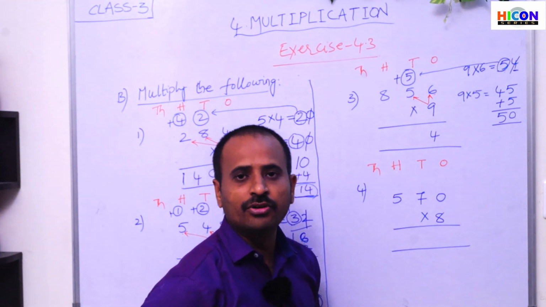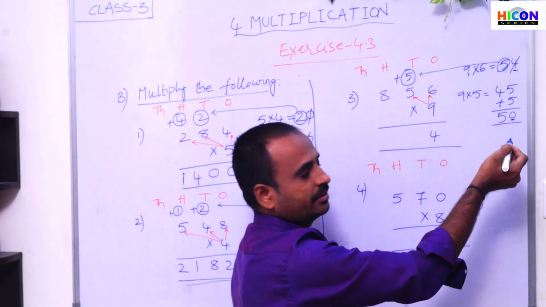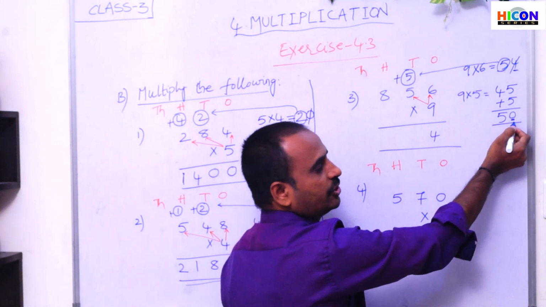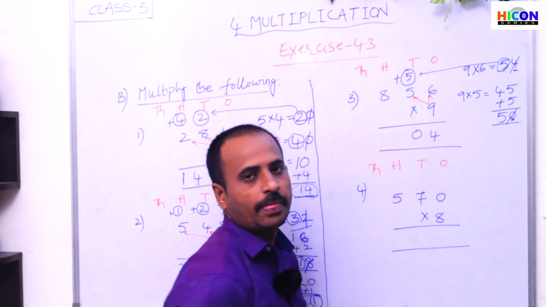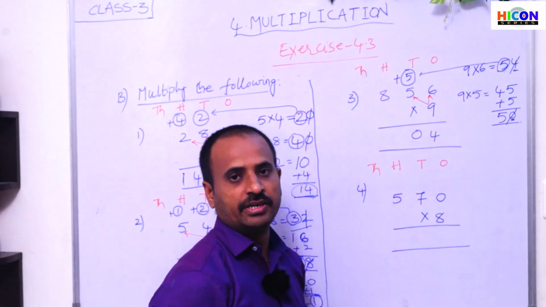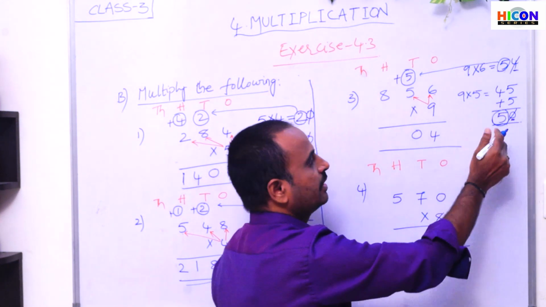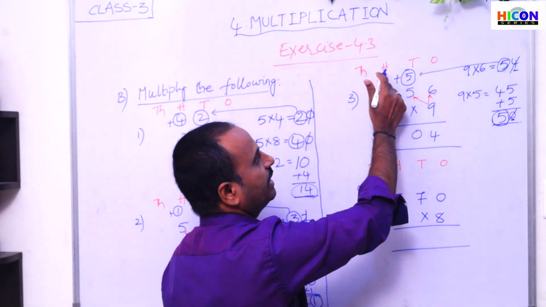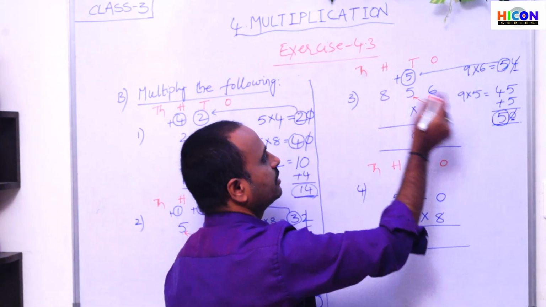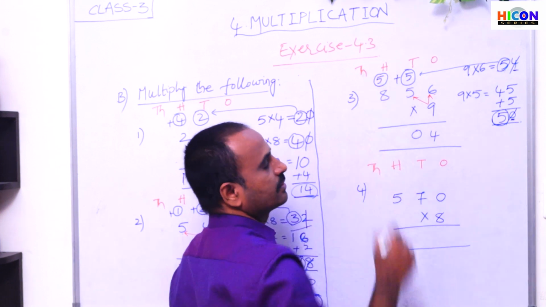So then what do we have to do? Write the last digit, that is the second digit. What is the second digit here? 0. So write this 0 under tens place. And carry the first digit. What is the first digit here? 5 is the first digit. And carry this first digit 5 to the next place. What is the next place? Hundreds place. So carry this 5 to the hundreds place.